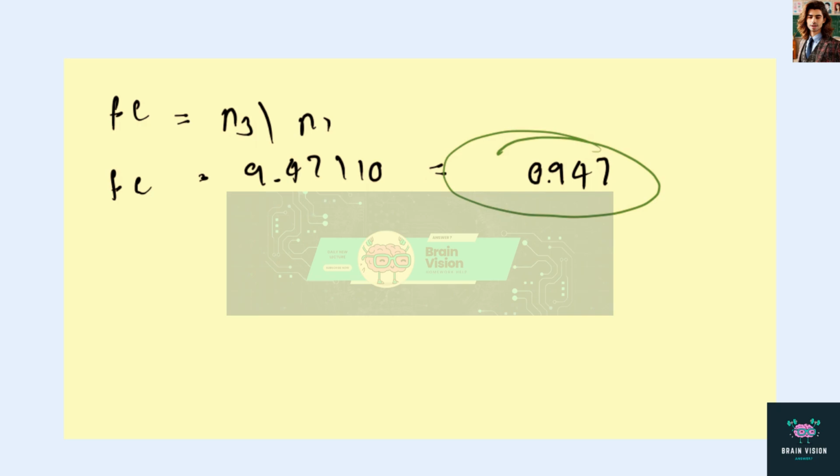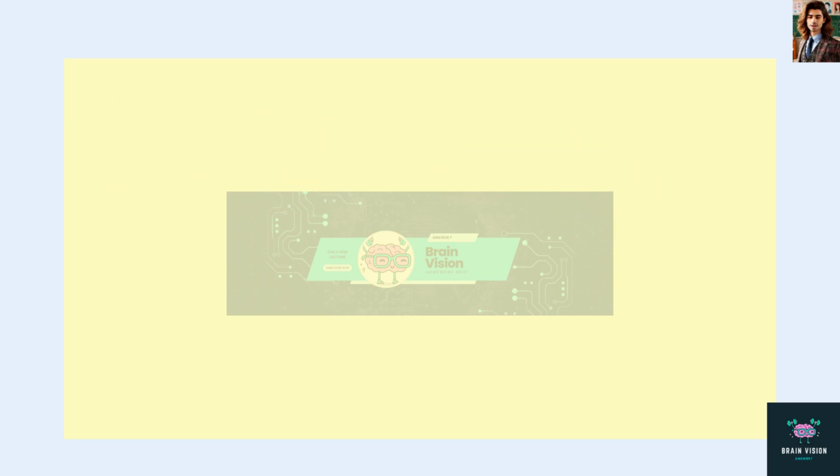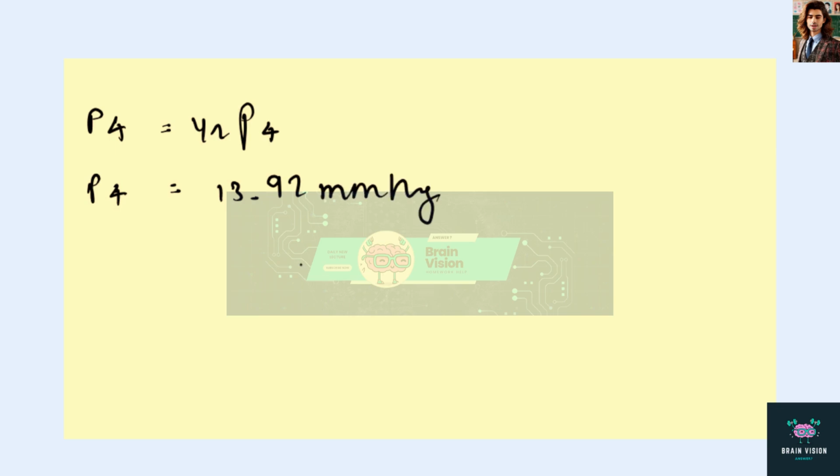Okay, so continuing on. At the outlet of the heater, the temperature we have was 100 degrees Celsius. We look up the vapor pressure of water at 100 degrees Celsius, and then we can take a look at the partial pressure of water at the outlet. So P4, we'll assign, is equal to Y2 multiplied by P4. So P4 is equal to 13.92 millimeters of mercury.